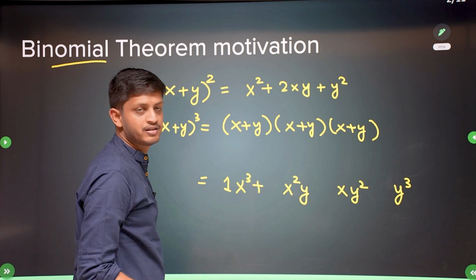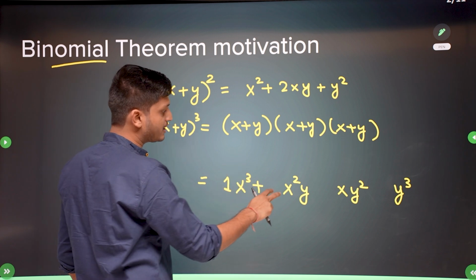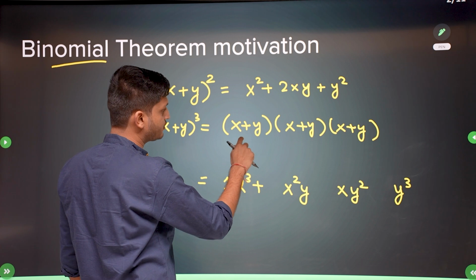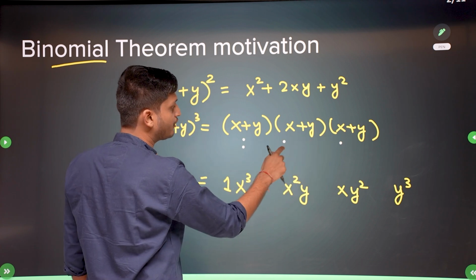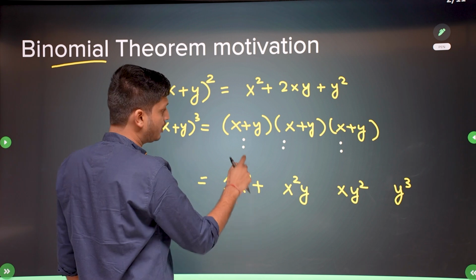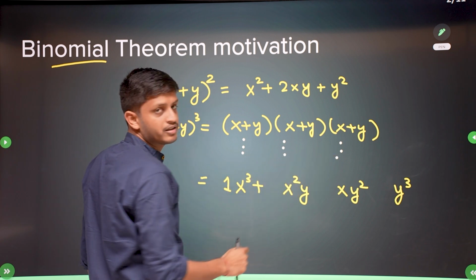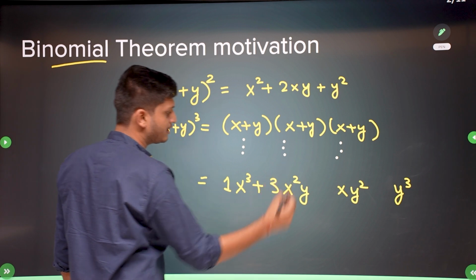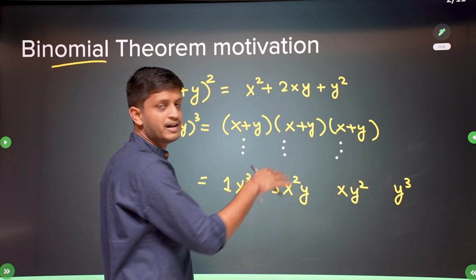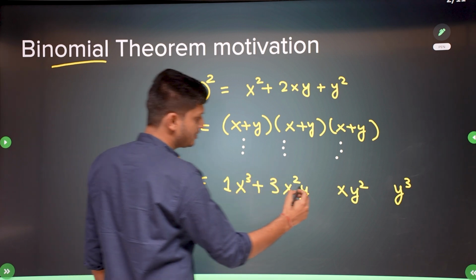Plus, in how many ways can you take two x's and one y? You can take x from here, x from here, and y from here. Or you can take x from here, y from here, and x from here. Or you can take y from here, x from here, and x from here. So there are three ways in which you can take two x's and one y. So there will be 3x square y. When you expand it, you will get this only.